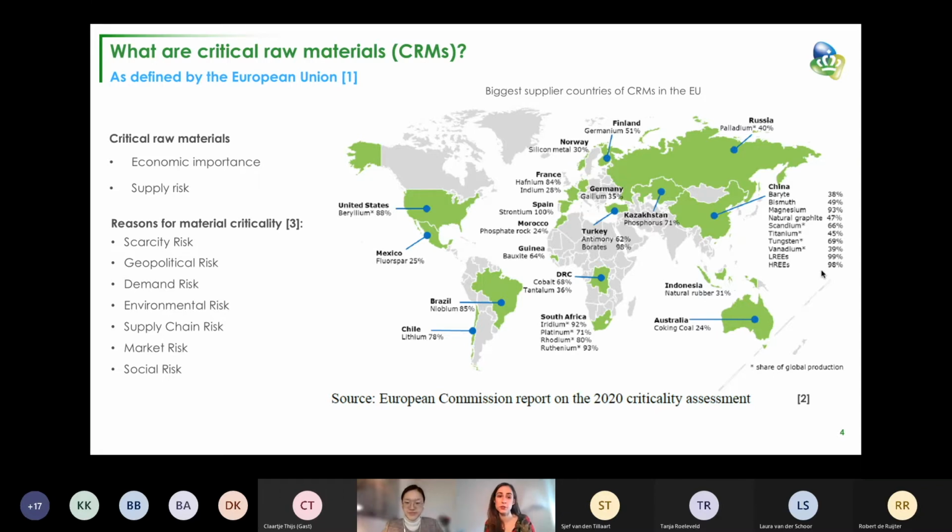And there are main different reasons for criticality, for example, scarcity risks, which come from physical availabilities in different countries, geopolitical risks, for example, like if there are trade agreements, etc. Demand risks, also environmental risks, like negative environmental implications caused from mining operations, for example, supply chain risks, market risks, also social risks, for example, human rights violations at mining locations.